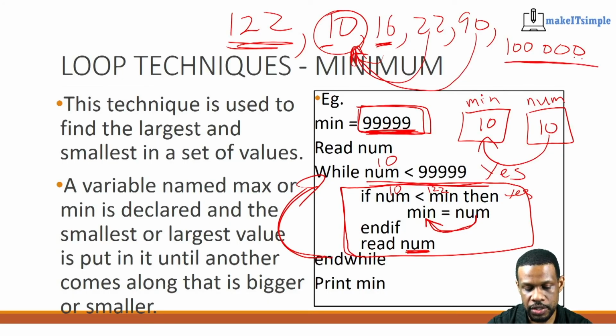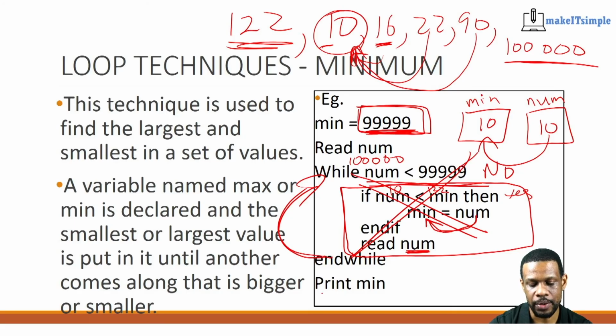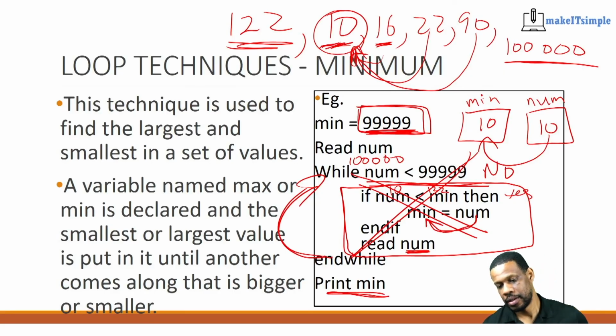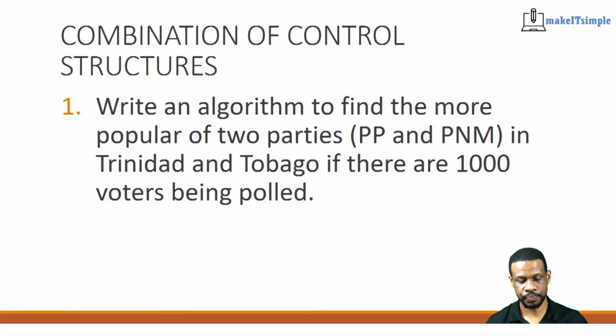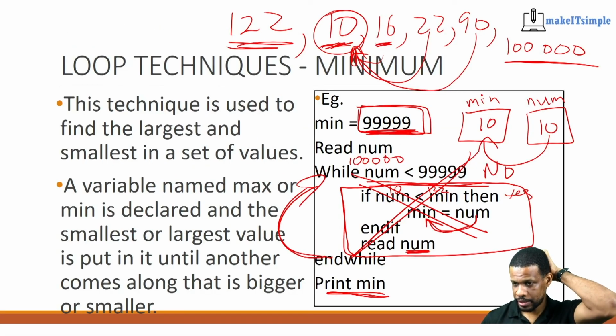100,000. What the 100,000 is going to do now is if we get 100,000 here, it'll be like, while 100,000 is less than 99999. But the answer now is no. Because the answer is now no, everything in the while loop is ignored. It's done, and we just print the minimum. Did we find the smallest value out of this set of values? Yes, we did. And that is all.